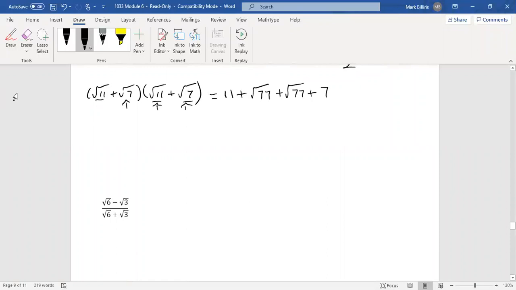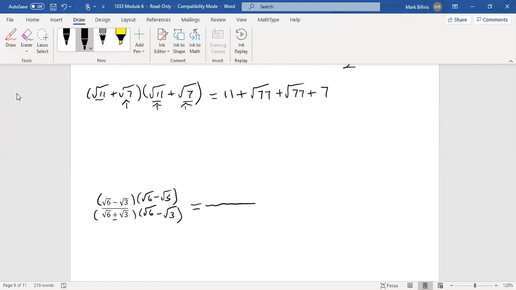Let's do another one. Here again, we have a binomial in both the numerator and denominator. So I'm going to put that inside parentheses. I need to rationalize. So if I'm rationalizing a binomial, I need to multiply by its conjugate. So the conjugate of the denominator would be the square root of 6 minus, since this is plus, the second one needs to be minus. What I do to the numerator, I do to the denominator as well.